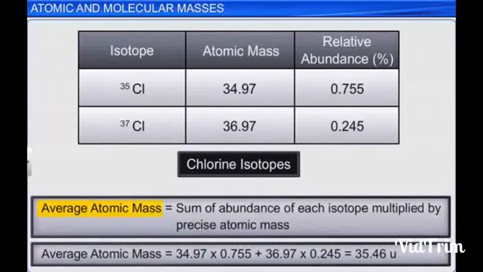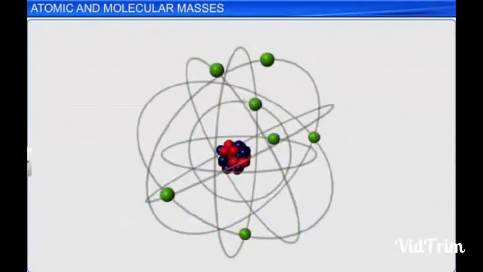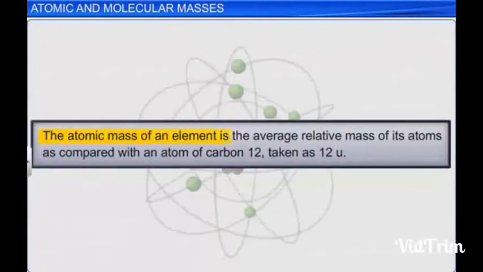Average atomic mass is the sum of the abundance of each isotope multiplied by its precise atomic mass. Thus, the average atomic mass of chlorine is calculated as 35.46 U. Hence, the average atomic mass was redefined: the atomic mass of an element is the average relative mass of its atoms as compared with an atom of carbon-12 taken as 12 U.